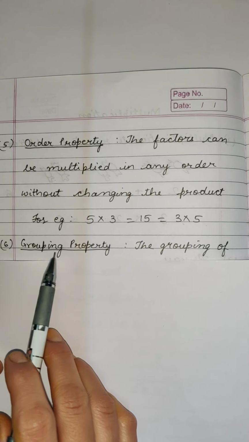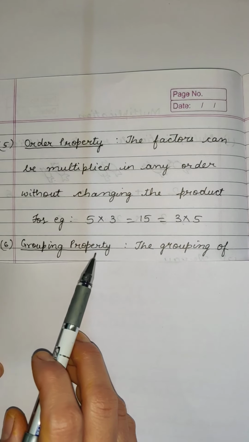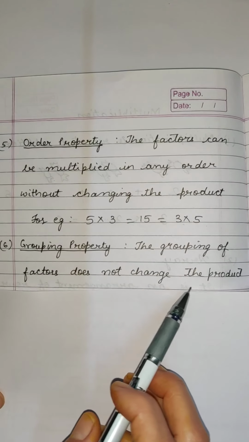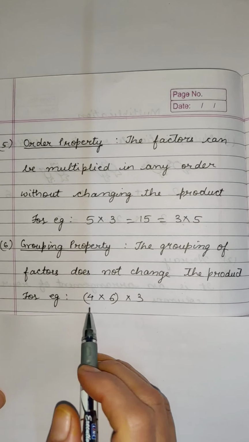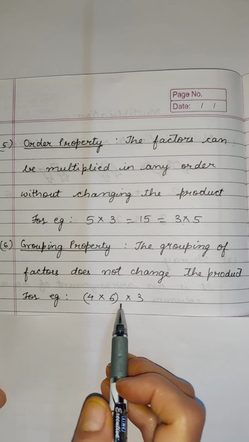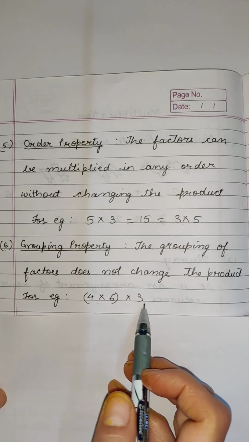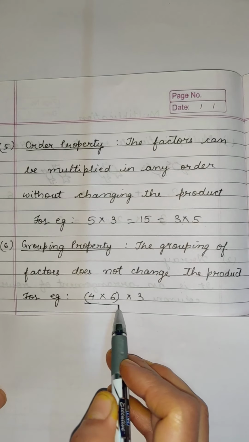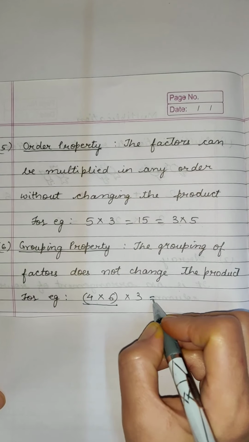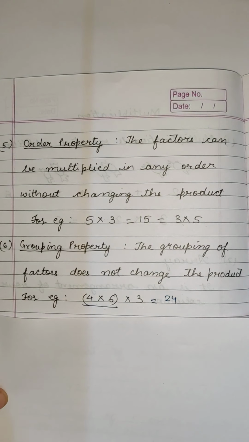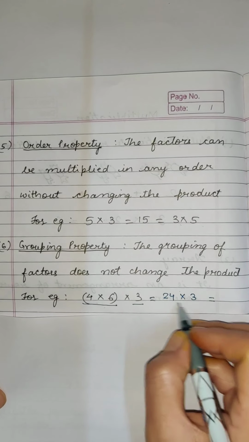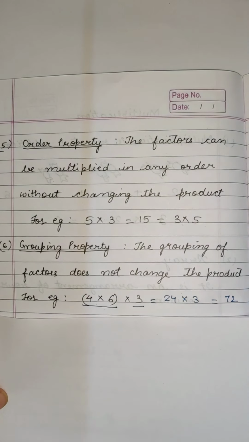Now moving on to next property, that is grouping property. The grouping of factors does not change the product. For example, you have 4 multiplied by 6 multiplied by 3. You have 3 factors. So here you can first multiply 4 by 6. You will get 24. And then multiply by 3. That is 24 3s are 72.